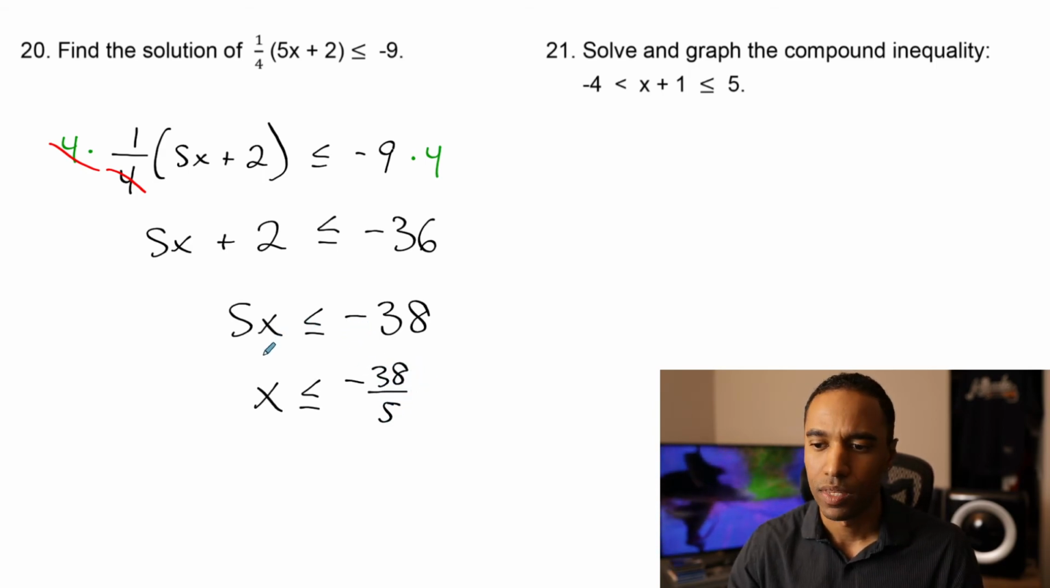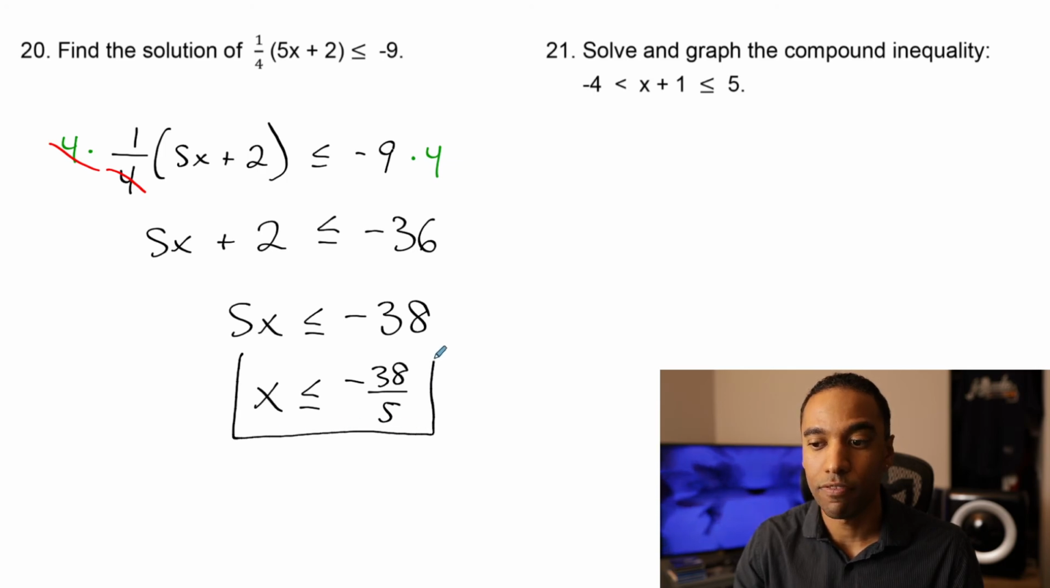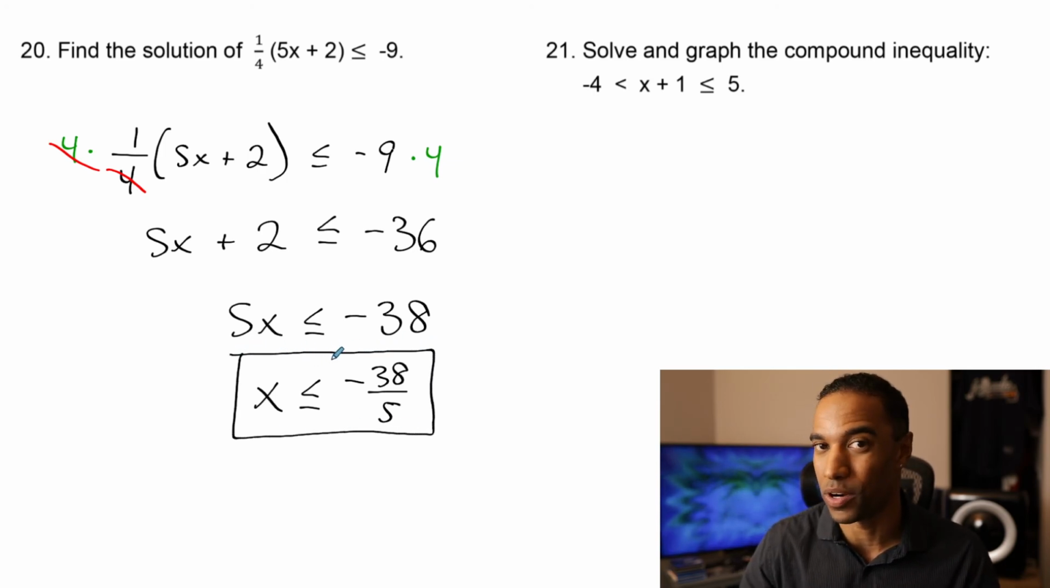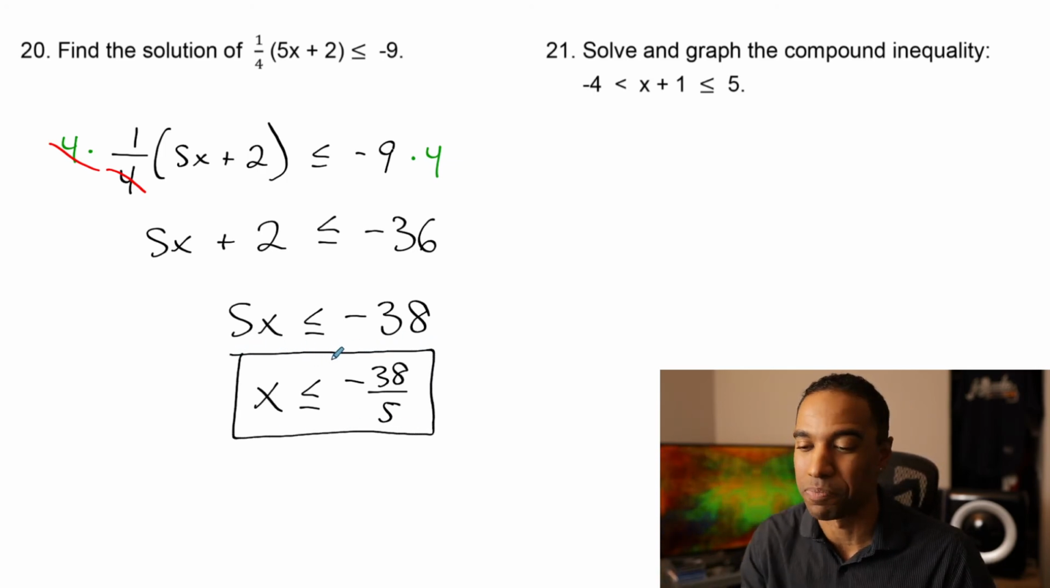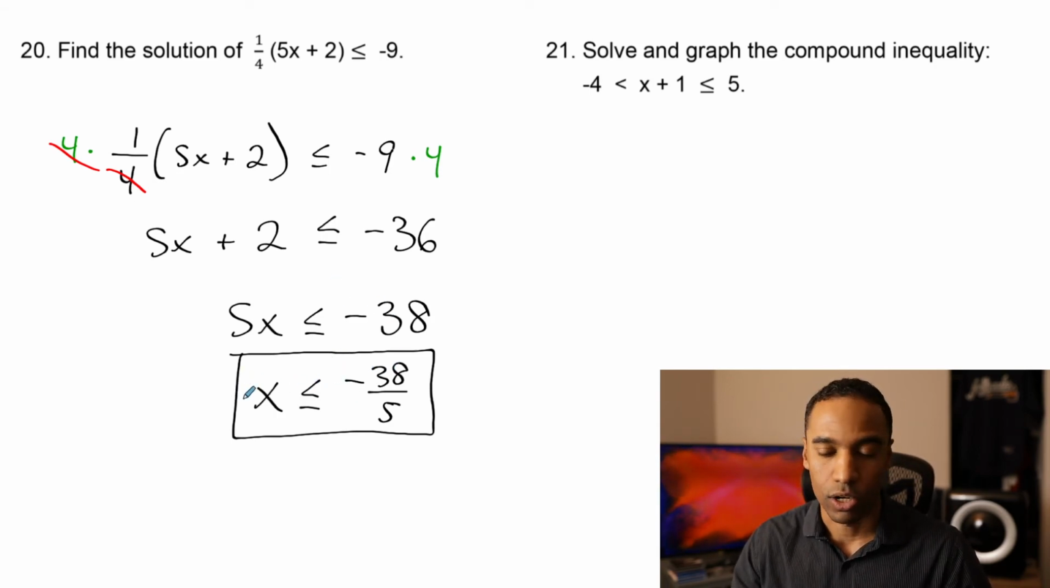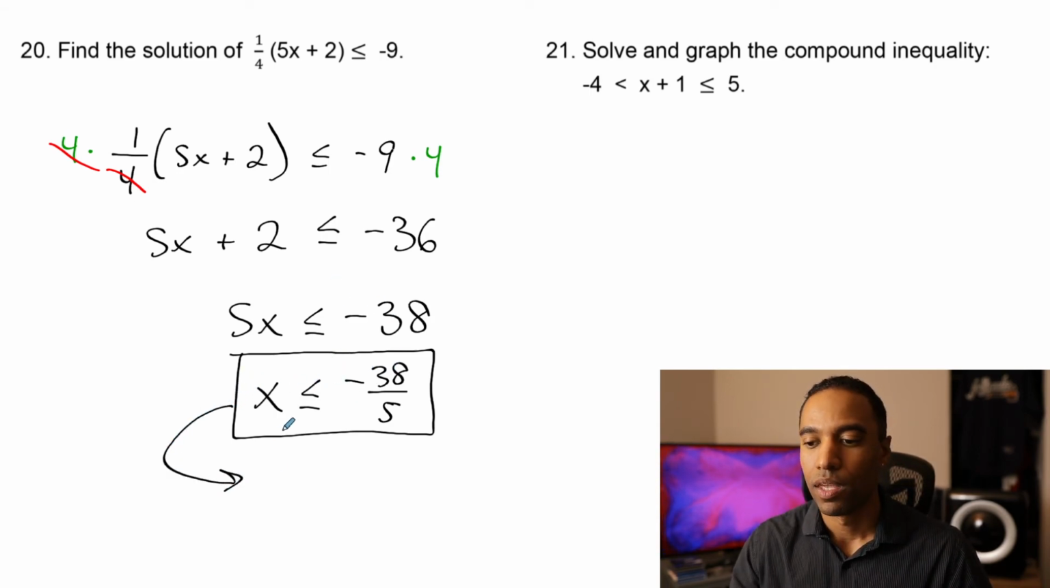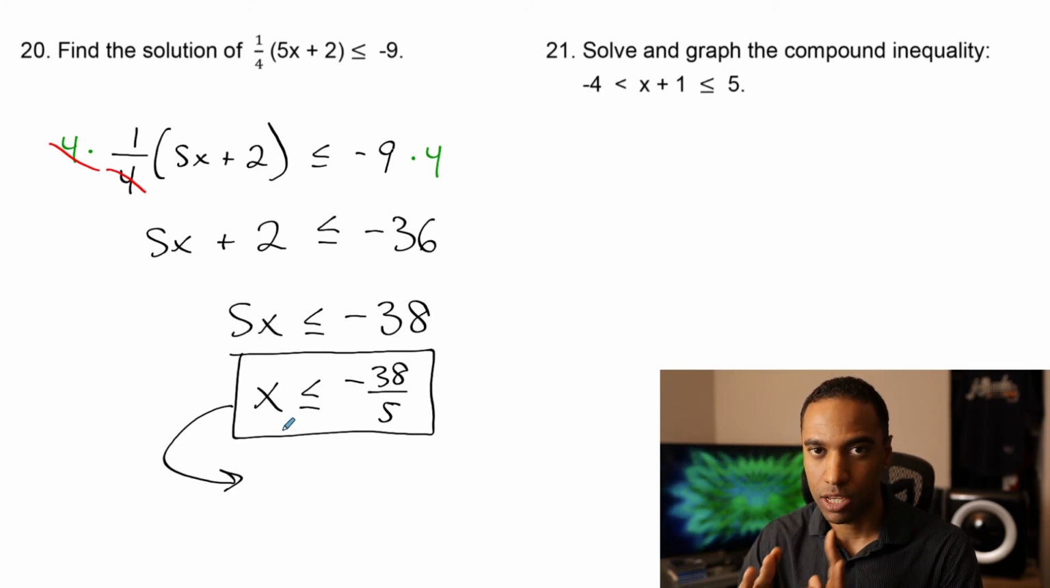Not a fun number. Definitely not a fun number. If you had to graph this on a number line, guys, this is where the mixed number or decimal actually kind of helps. We're not going to graph it, but I am going to give you the equivalence here. 38 divided by 5. 5 can go into 38 as much as 7 times.